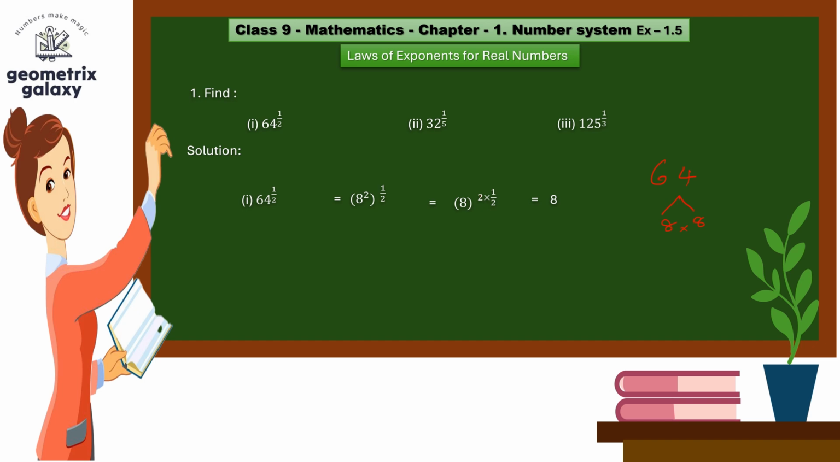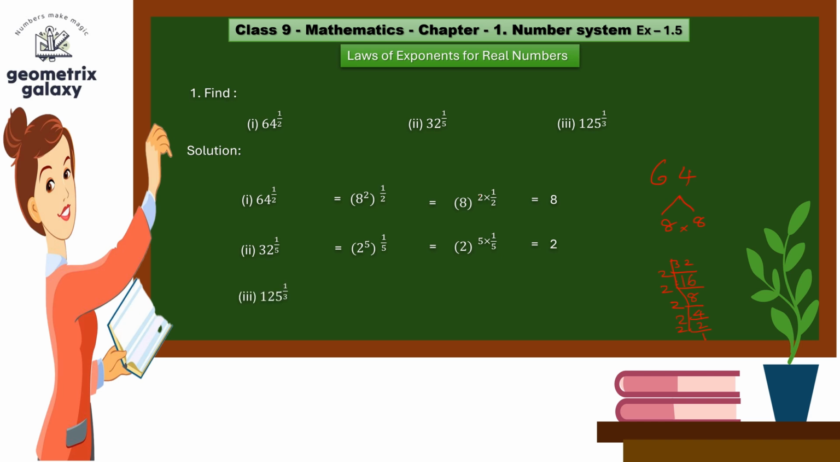Now take second subdivision, 32 to the power 1 by 5. Now if we do prime factorization for 32, you will get the answer as 2 to the power 5. So I will replace 32 by 2 power 5. Therefore I can write 2 to the power 5 whole power 1 by 5. Here we can see it is in the form of a power m the whole power n, which is equal to a power m into n. So 2 to the power 5 into 1 by 5. Now 5 and 5 will get cancelled. So the answer is 2 to the power 1. 2 to the power 1 is nothing but 2.